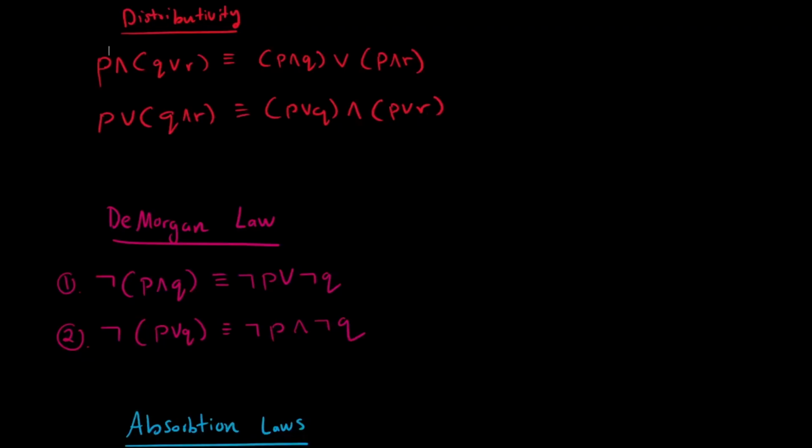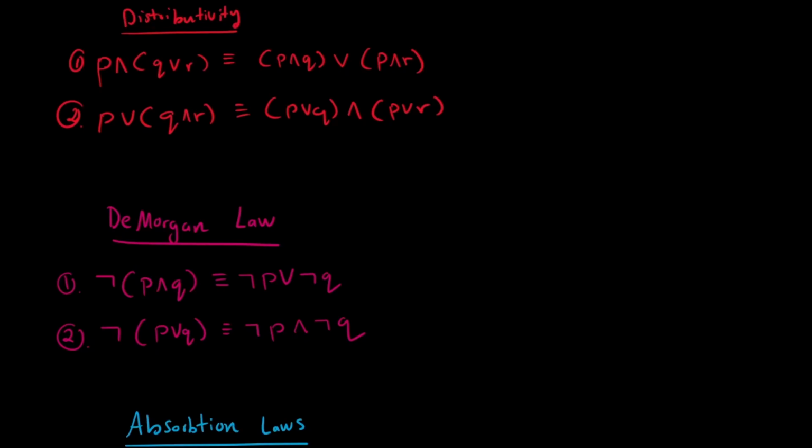Okay, so now let's look at the idea of distributivity. So let's say I have p and in brackets q or r. This is basically congruent to p and q or p and r. The same goes for this one. So this is case 1, this is case 2. If I have p or in brackets q and r, it is congruent to p or q and p or r.